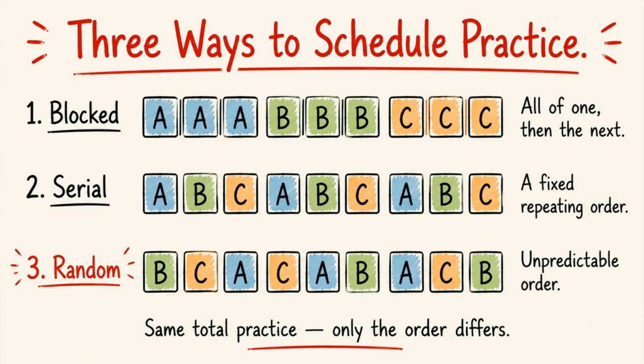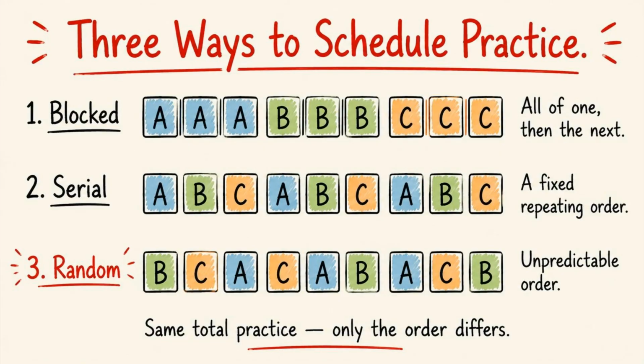And random practice, the 3 variations in an unpredictable order: sidearm, overhand, underhand, sidearm, sidearm, overhand. You never quite know what's next. I want to stress, all 3 involve the exact same amount of practice of each throw. Nothing changes except the sequence.